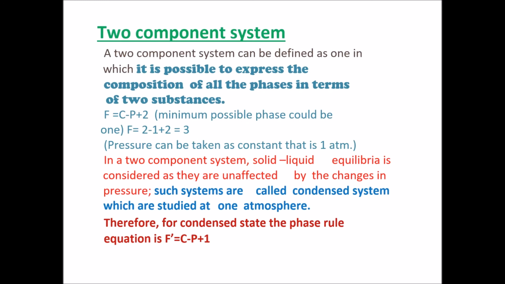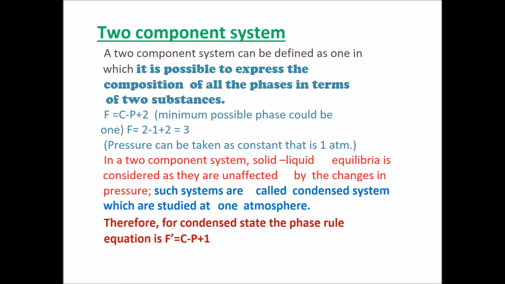Now we have to start the two-component system, since we have taken the silver-lead system. First we will discuss how many phases there are, and why it is called a two-component system. The minimum number of components required to express all phases of the system is 2, because in the silver-lead system, for the presentation of all the phases, a minimum of two components are required, that is silver and lead. It is possible to express the composition of all the phases in terms of two substances. That is why it is called a two-component system.